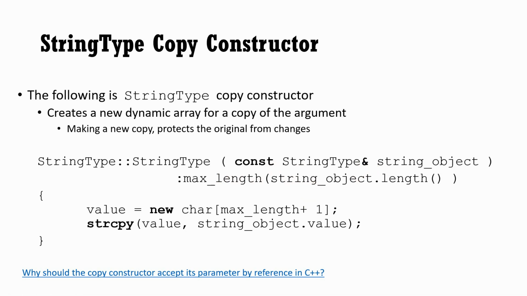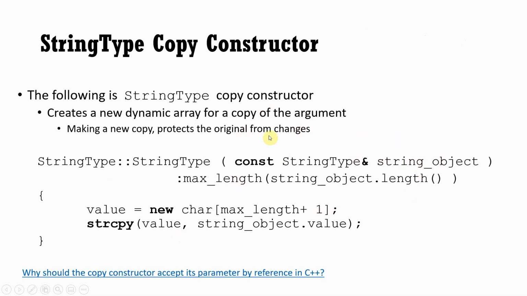Okay, so here, if we write our own copy constructor, what we need to do is allocate a new array for the object that's getting created, and then copy the array that the pointer of the parameter is pointing to into the array of the calling object.